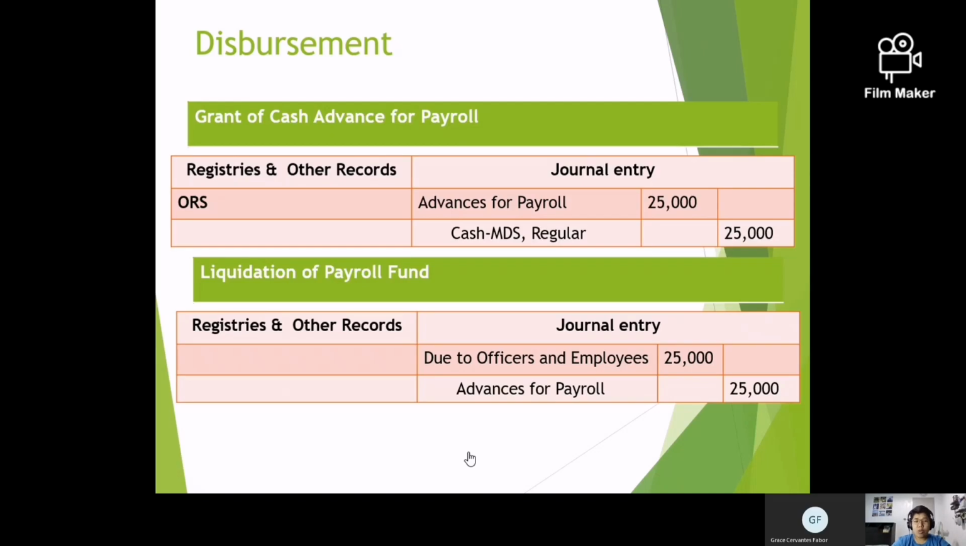So, wala na tayong due to officers and employee. Due to officers and employee is a liability account. Yan yung nandun kanina sa pag-set up na credit due to officers and employee, 25,000. Credit advances for payroll.